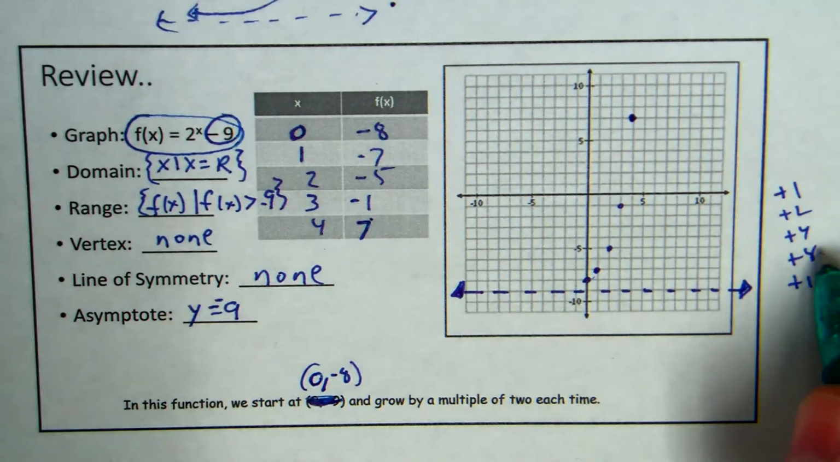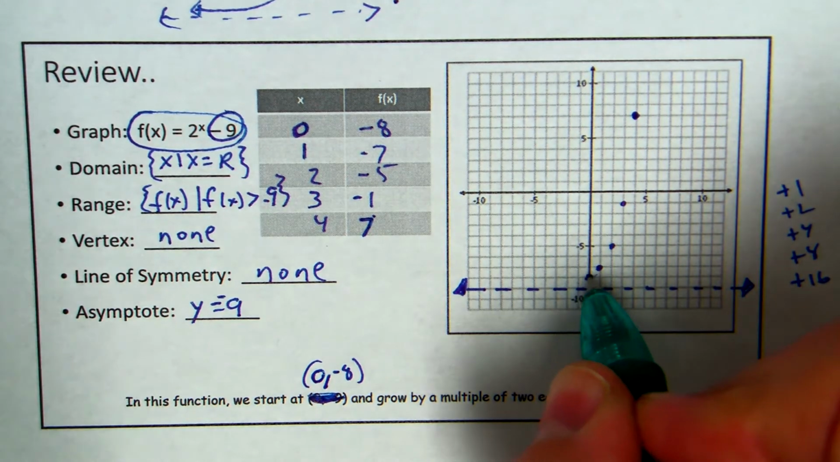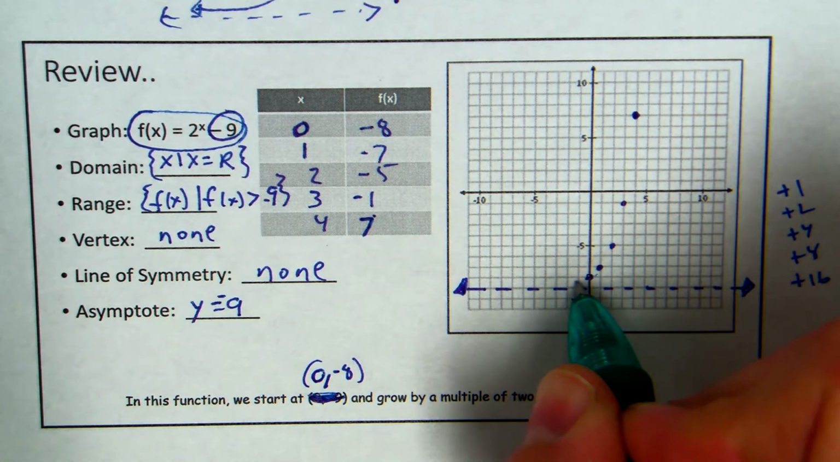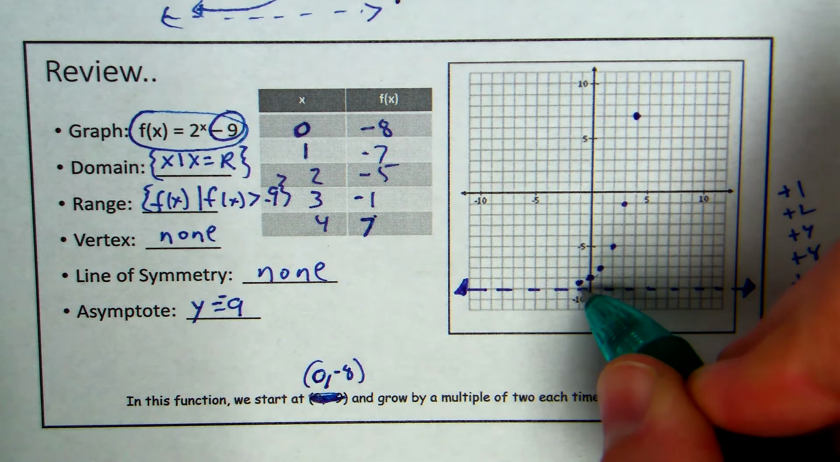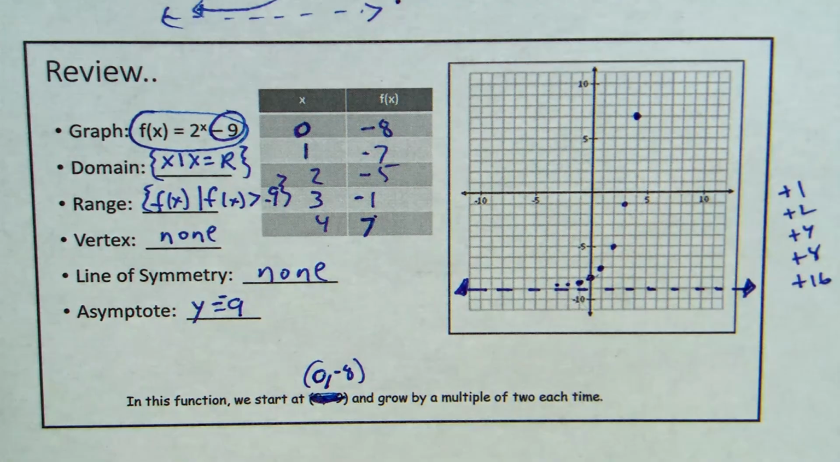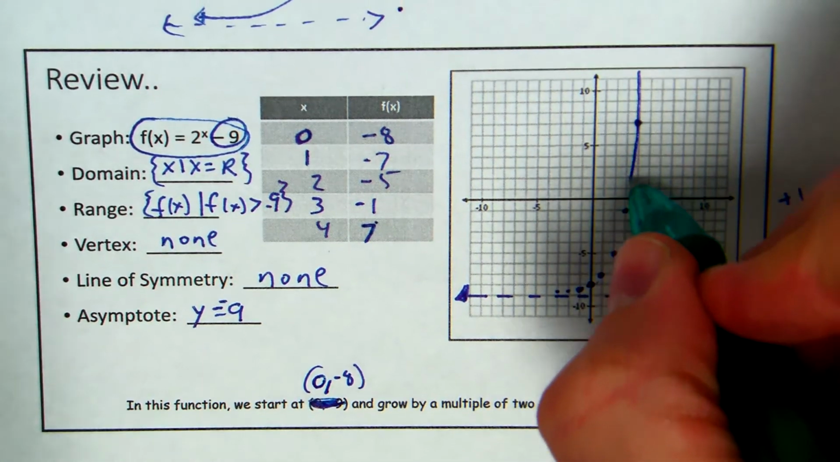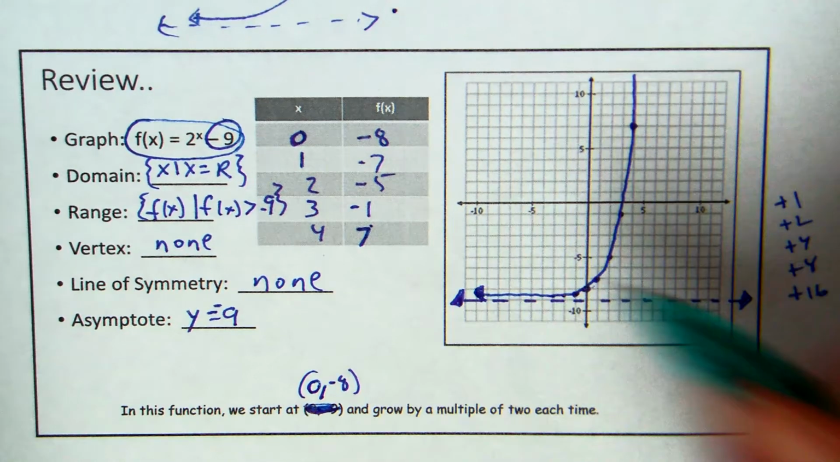Using that pattern, I can see that after 0, -8, if I went down to -1, I go down 8, go down 4, go down 2, go down 1. The next in the pattern would be down a half, then down a fourth, down an eighth, and so on, approaching that asymptote forever, but never crossing it.